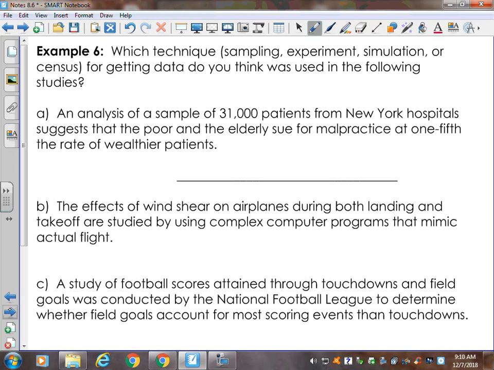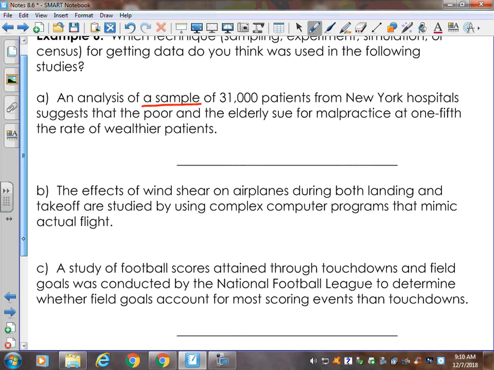harm somebody. An analysis of a sample of 31,000 patients in New York hospitals suggested that poor and elderly patients sued for malpractice at 1/5 the rate of wealthy patients. And they told you it was a sample. So I think that's sampling. The effects of wind shear on planes, both landing and taking off, is studied by a complex computer program that mimics the actual flight. Well, I hope we don't go out there and land planes if we're not sure they're going to land properly. So that's why that is a simulation.